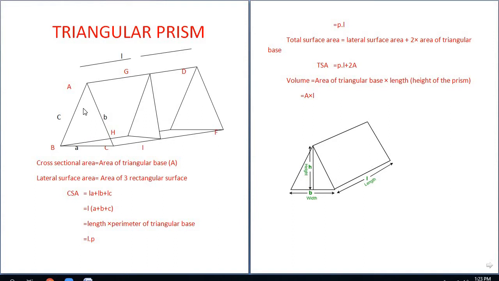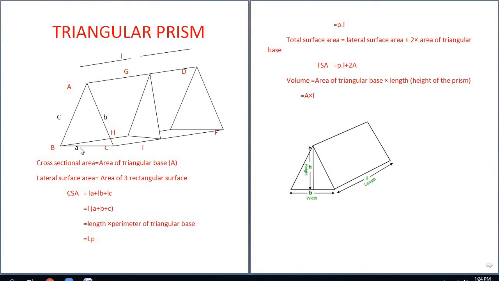Some of the triangles may be scalene triangles, some may be right angle triangles, some may be equilateral triangles, some may be isosceles triangles. If the given triangle is a scalene triangle, we can use base into height if height is given, or we can say 1 by 2 base BC into altitude. This height is the altitude.